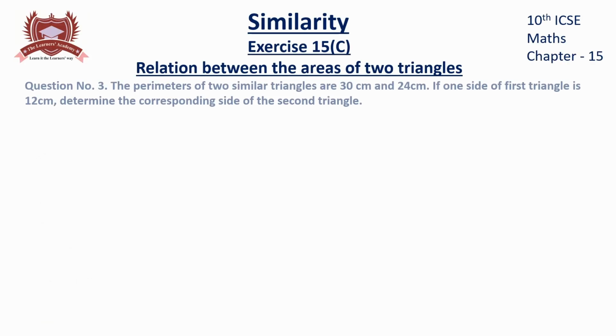In the next thing we are going to start solving the question from the exercise. So the perimeter of two similar triangles are 30 centimeter and 24 centimeter. If one side of the first triangle is 12 centimeter, determine the corresponding side of the second triangle. तो अभी इधर sides नहीं दिए, perimeter दिया है.